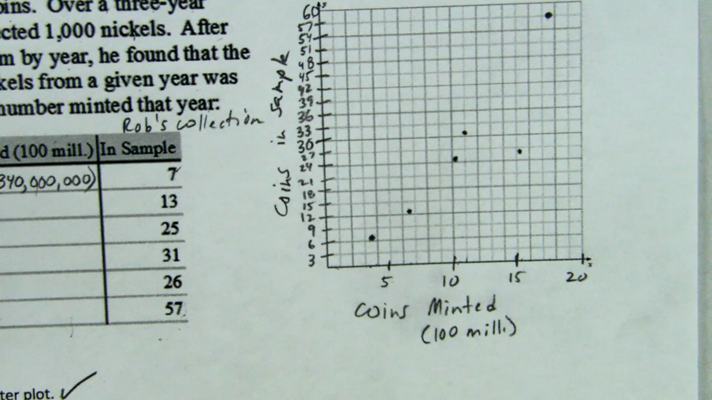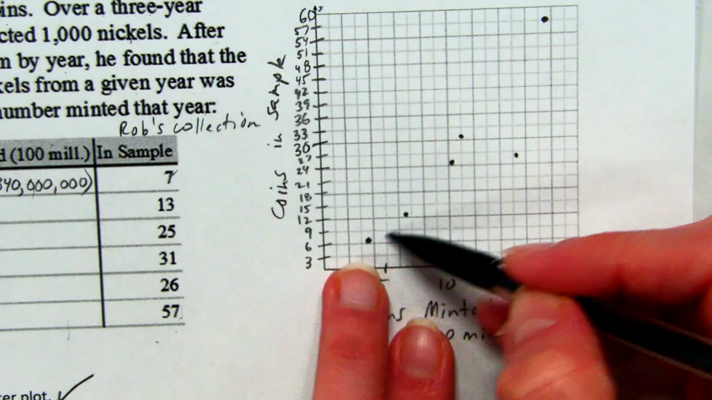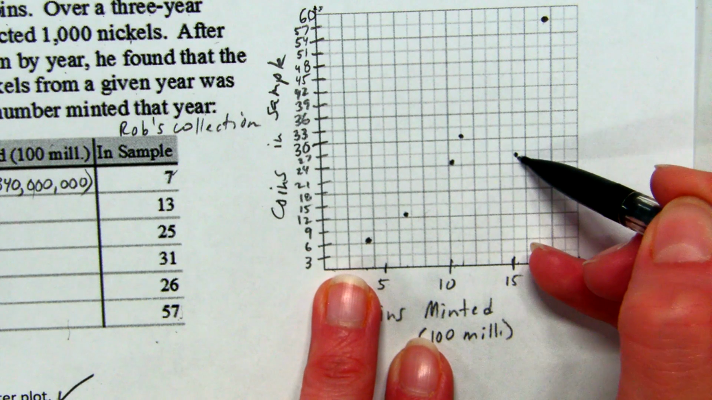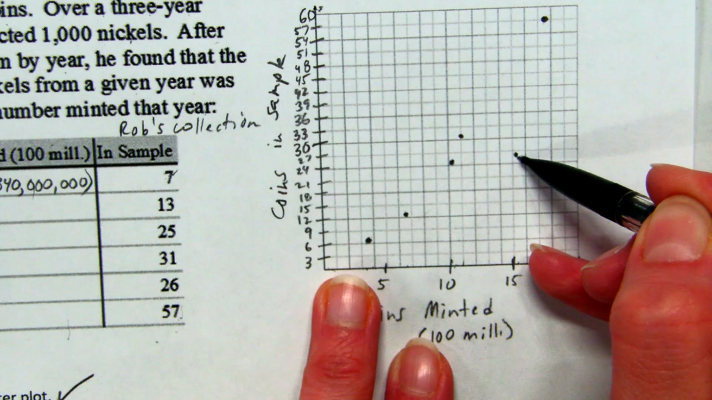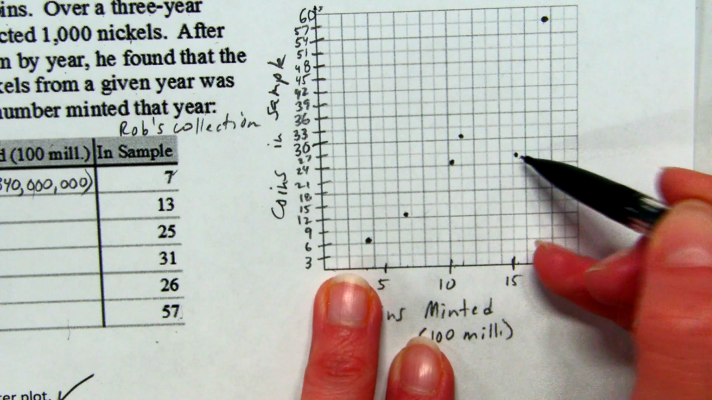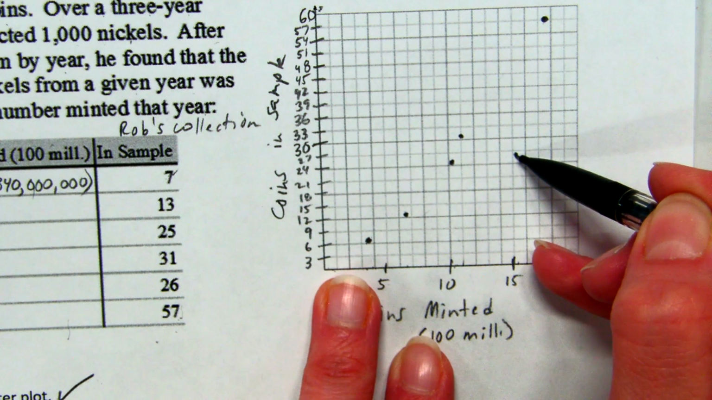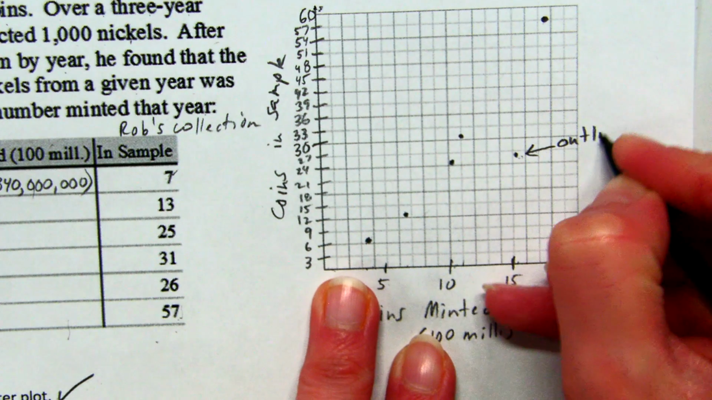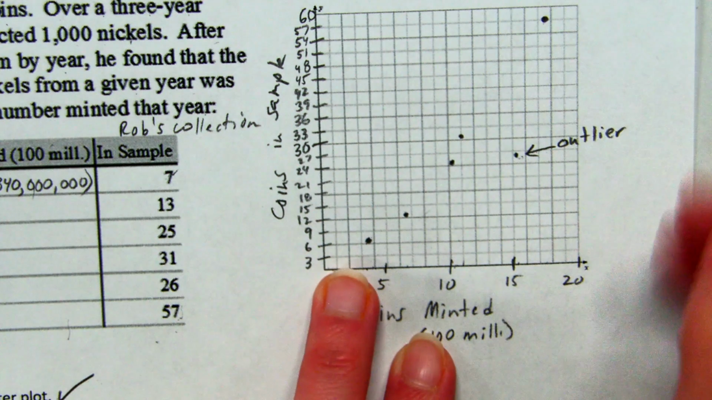So when I look at this, it looks like these are almost in a straight line, and then there's this one kind of out here, not really in line with the others, and we might consider that to be a bit of an outlier, which just means it doesn't fit the rest of the data. So this might be considered an outlier. An outlier is kind of an outsider.